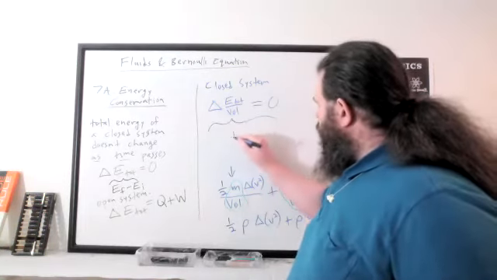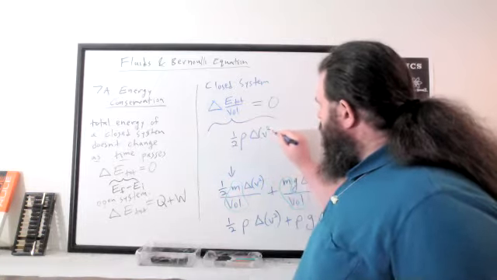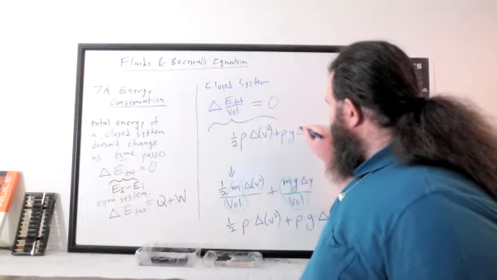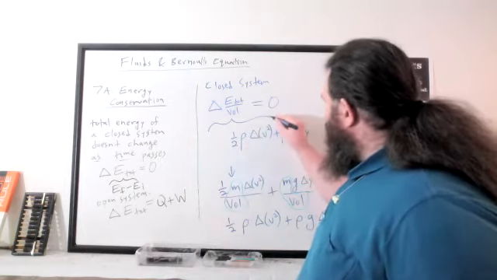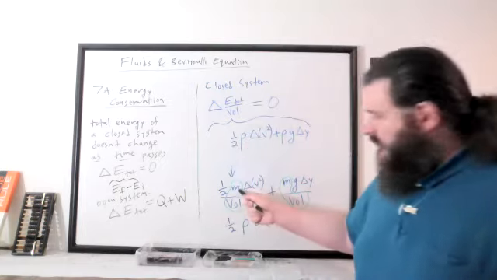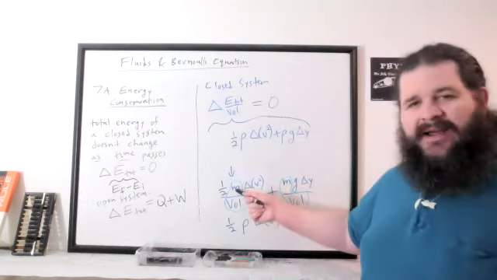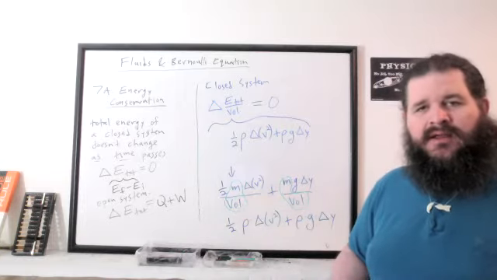We've got our 1/2 rho delta speed squared and our rho g delta y. And one of the really convenient things about this, if we were looking at this in terms of mass and in terms of volume separately, we'd have to know things like what's the total mass of all the fluid in this system? What's the total volume of all the fluid in this system? And that's usually very inconvenient to deal with.